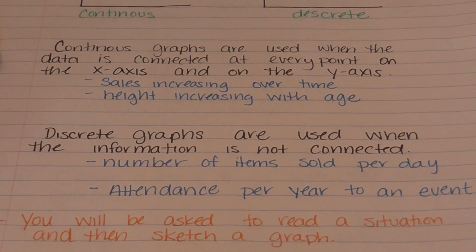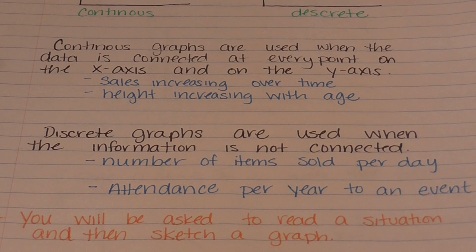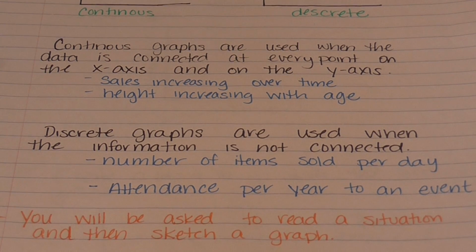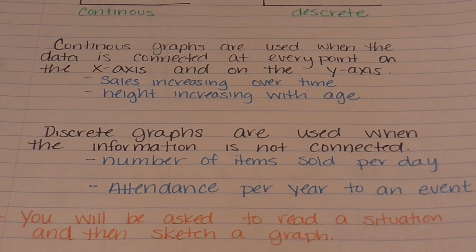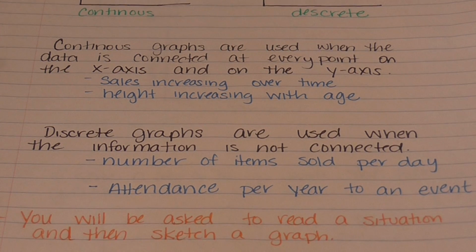Discrete graphs are used when the information is not necessarily connected. The number of items sold per day. So if your x-axis had days on it, 1 day, 2 days, 3 days, and you're only selling stuff on the day, so if you're judging the number of items sold per day, then you're putting different dots that aren't connected. Or your attendance per year to an event. If you have a concert every year in June, then you're going to have the different years along the bottom and you're going to put the attendance as you go up. So that's not going to necessarily be connected.